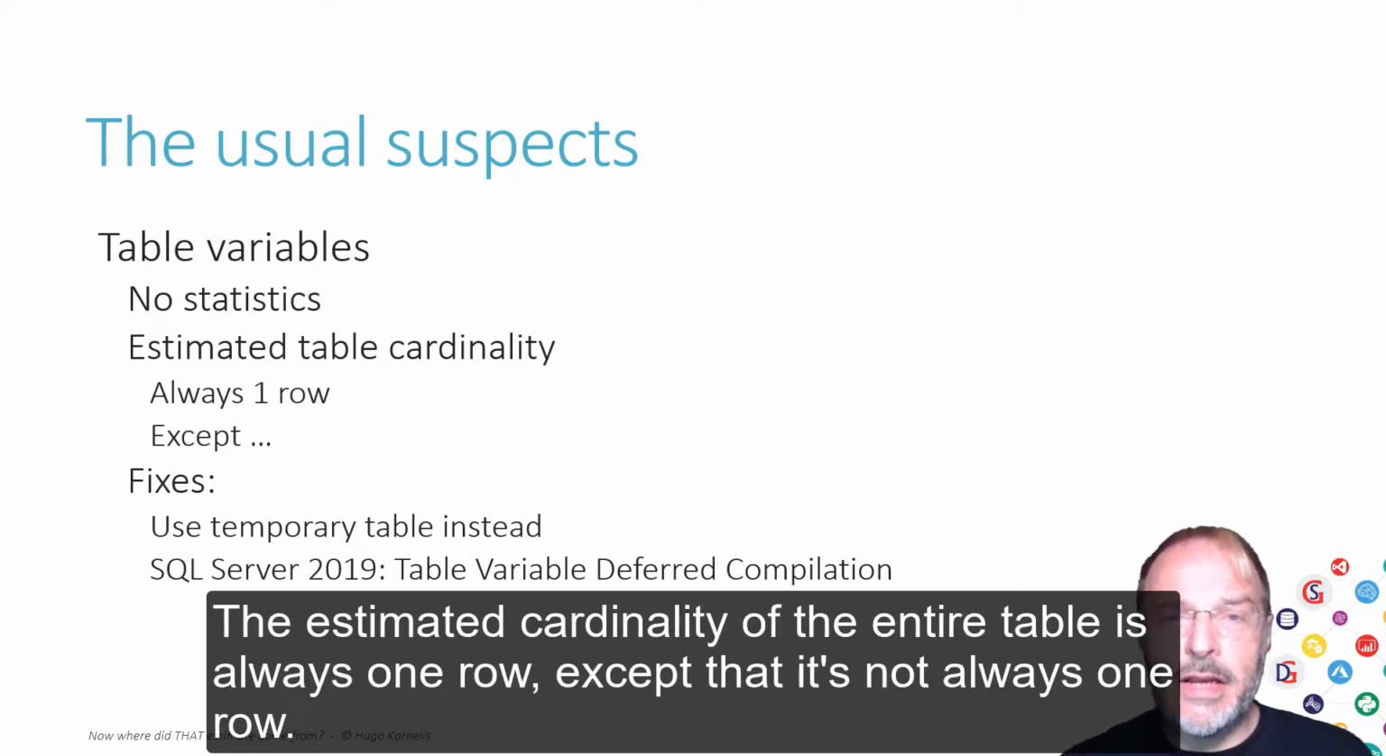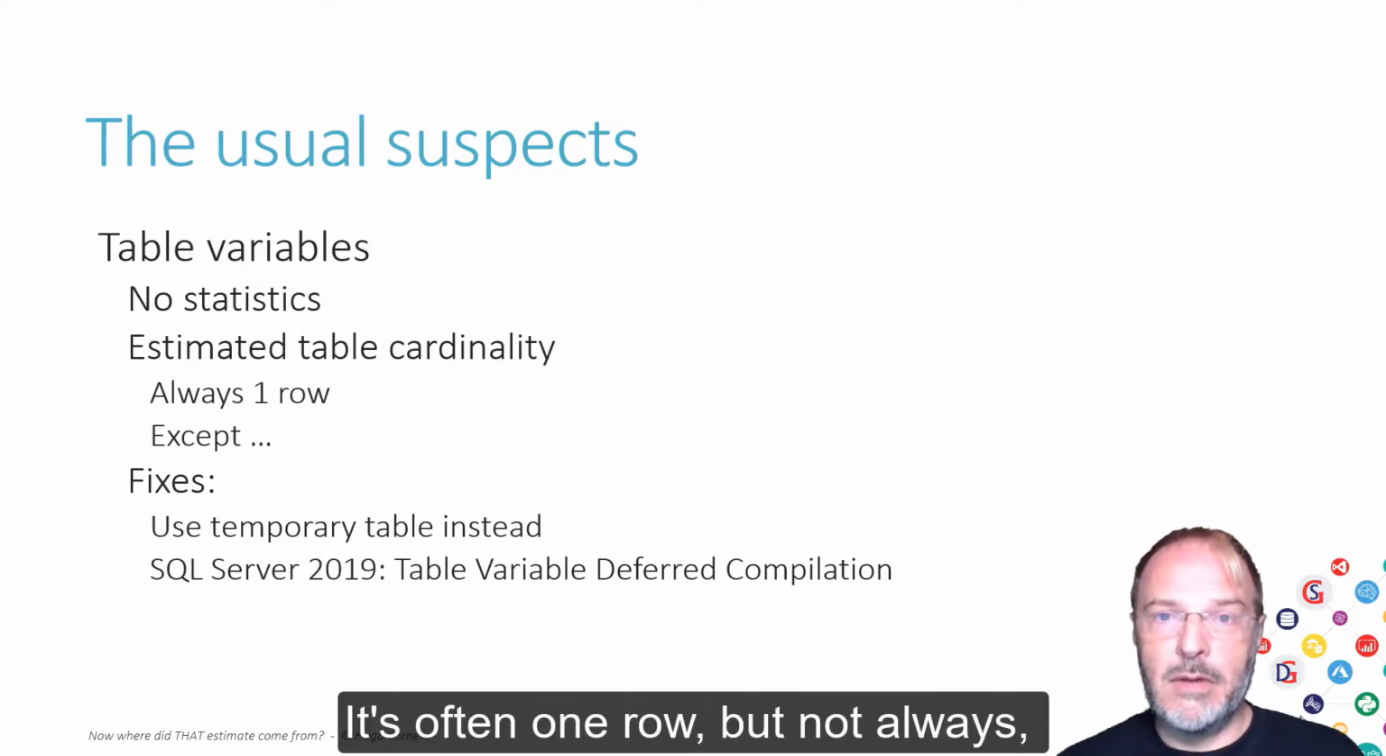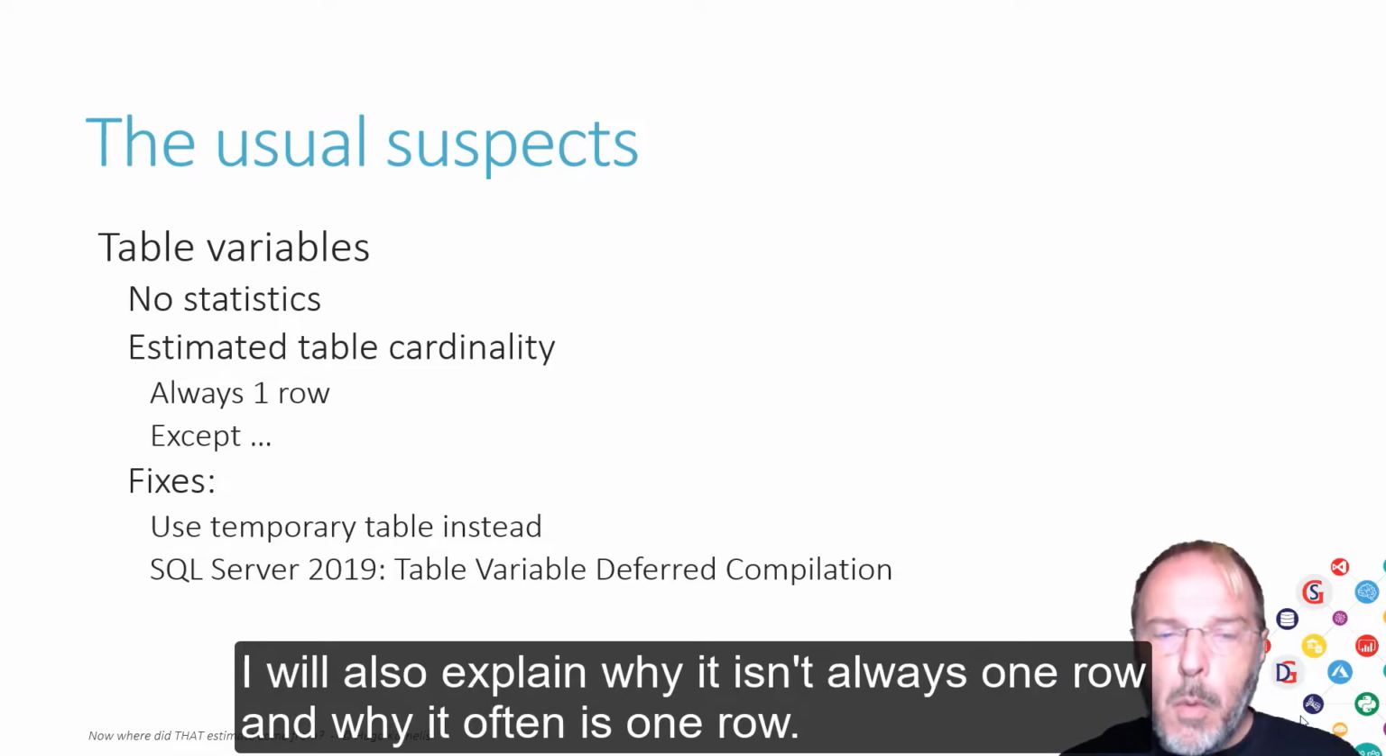The estimated cardinality of the entire table is always one row, except that it's not always one row. People always say it's always one row, but that's wrong. It's often one row, but not always. And I will show you later in the demo some cases where it's not one row. I will also explain why it isn't always one row and why it often is one row.